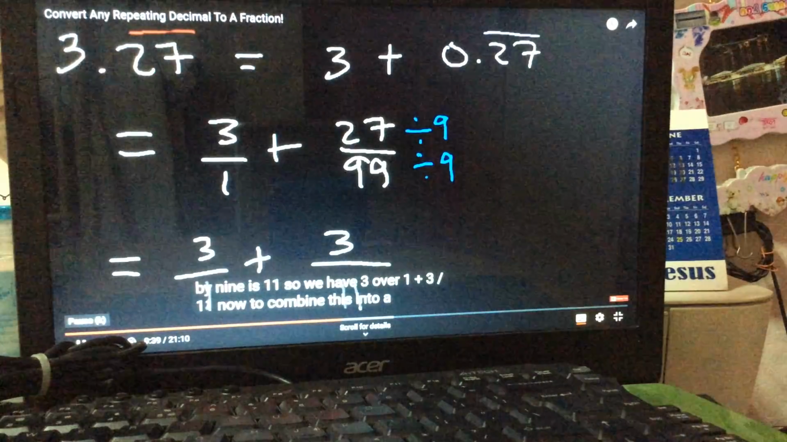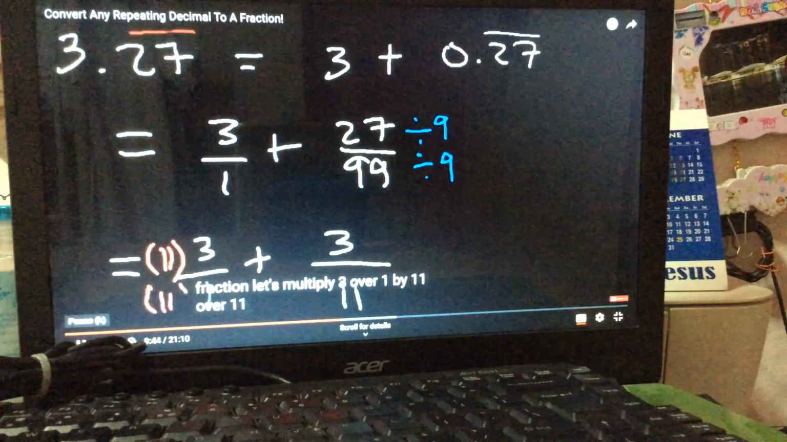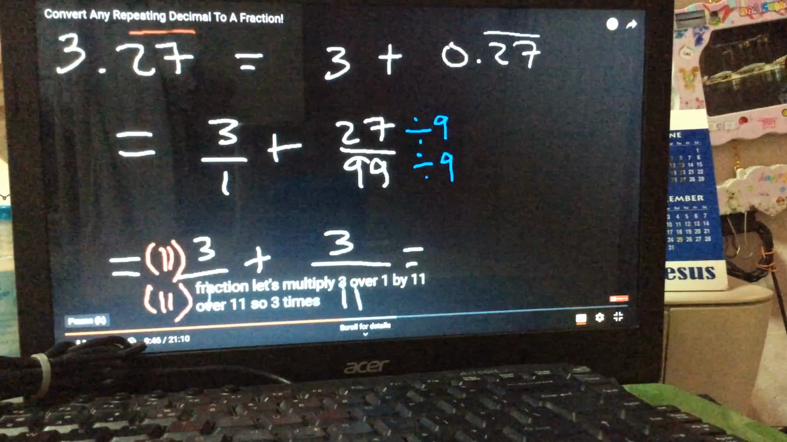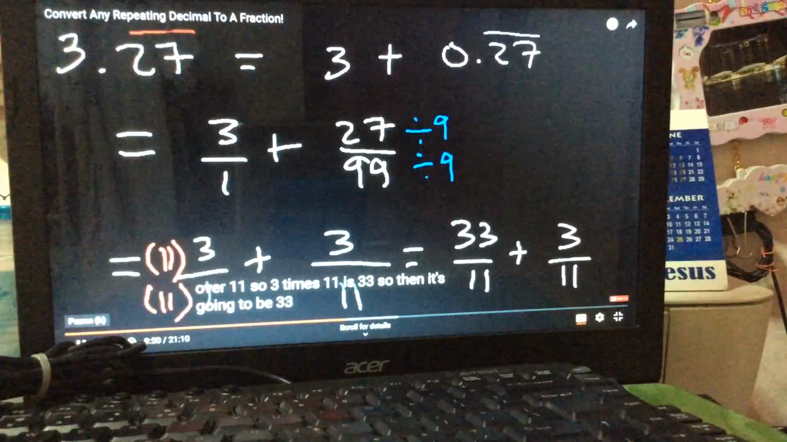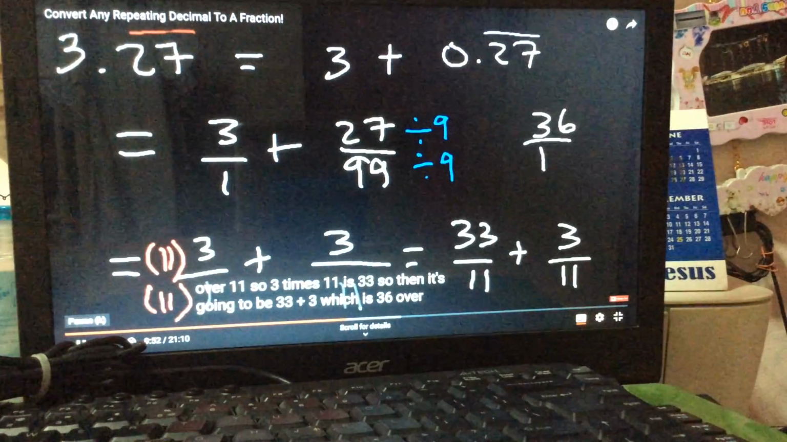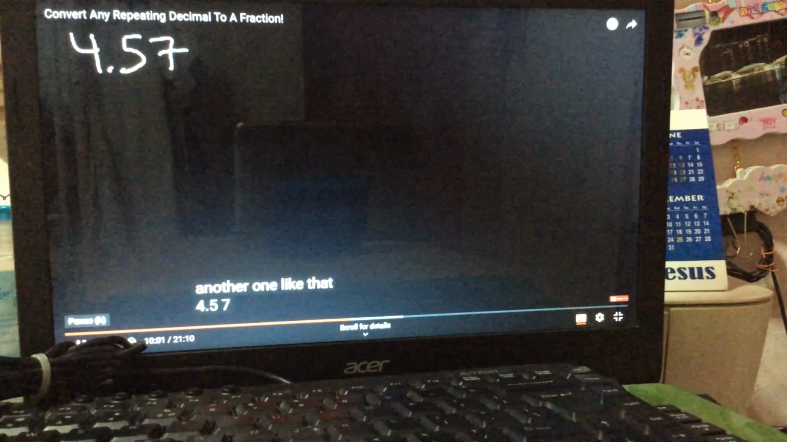Now, to combine this into a single fraction, let's multiply 3 over 1 by 11 over 11. So 3 times 11 is 33. So then it's going to be 33 plus 3, which is 36 over 11. This is the final answer. Let's try another one like that. 4.57 repeating.